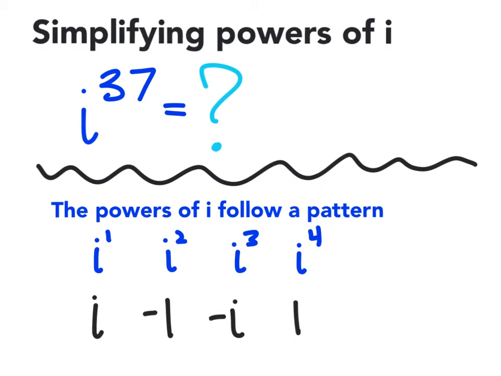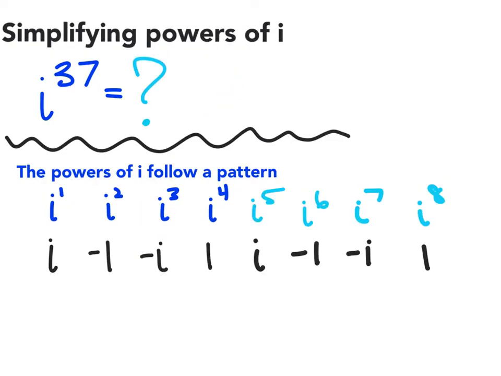We saw earlier why i squared is -1. i cubed is simply i times i squared. So i times -1 is -i. And i to the 4th would just be i squared times i squared. And -1 times -1 is +1. And then this pattern just keeps repeating itself over and over and over.